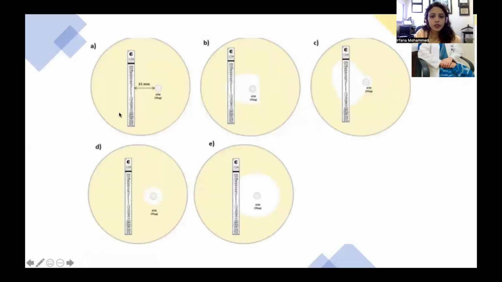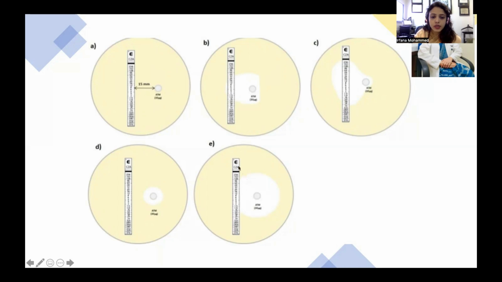Next, this is also synergy testing, but this is the strip disc method. This is the strip, and this is the aztreonam disc. Sometimes you don't get strips, and then you are forced to use the aztreonam disc, and you see the zone diameter. So this is an inverted D-shaped clearance. So here the aztreonam is resistant, so the zone diameter is very less. You have to measure it and see whether this is resistant or sensitive.